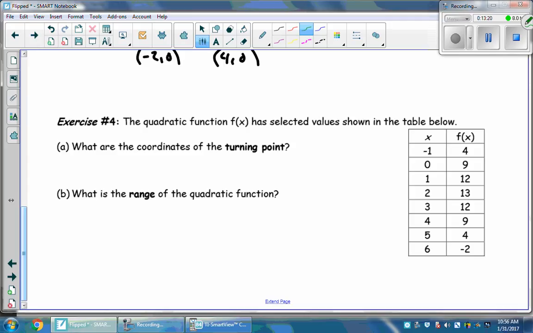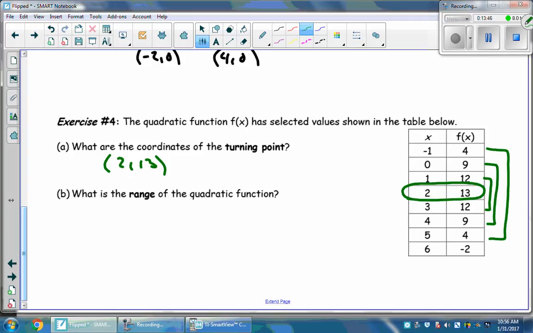If you look at your table, you're going to notice that there are numbers that are repeating. So that +4 and that +4, that +9 and that +9, +12 and +12. But then you're going to notice that there is a point that does not have a repeated y, has a unique y, and that would be the point (2, 13). If we're given a table like this, the easiest way to identify that turning point would be to find the one that does not have a repeating y.